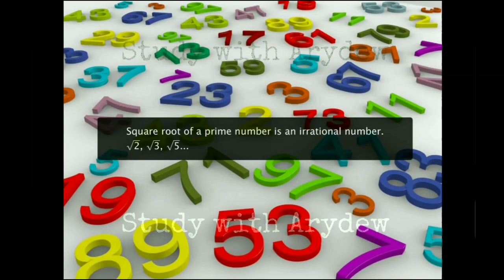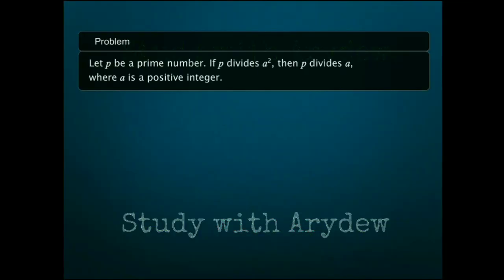Let's now see how to prove that the square root of a prime number is an irrational number. Before going to prove this, we need another interesting theorem. Let p be a prime number. If p divides a squared, then p divides a, where a is a positive integer.